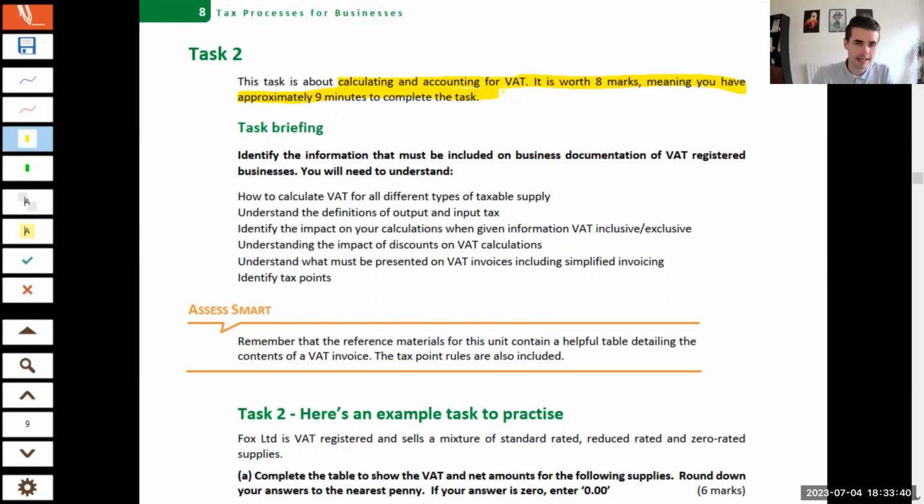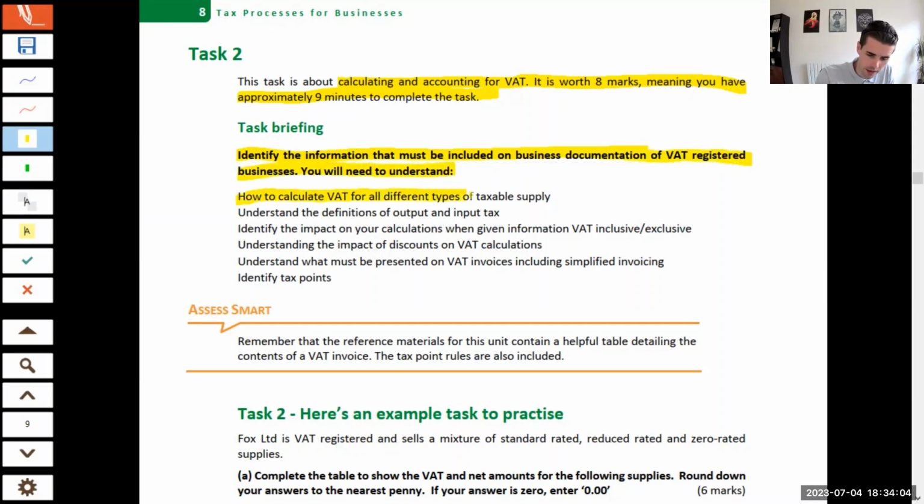This is honestly the easiest task. We will go through it, but honestly, I could leave this on the screen, go make myself a cup of tea, and when I came back, I have no doubt you would have all got it correct, okay? Really nice, this one. So what do we need to do? We need to work out things like what must be included on different types of business documentation.